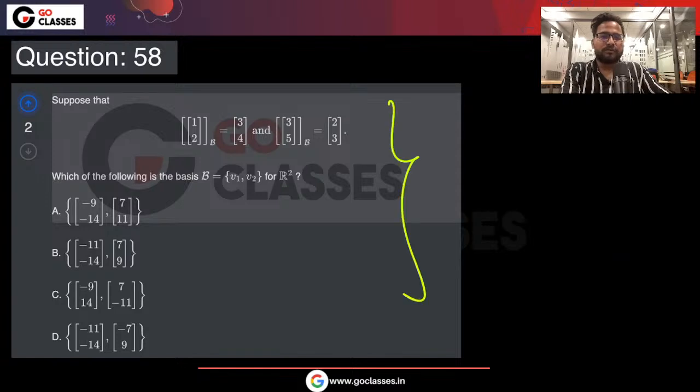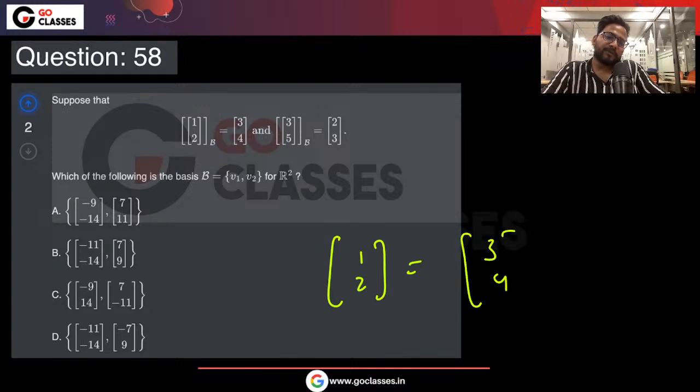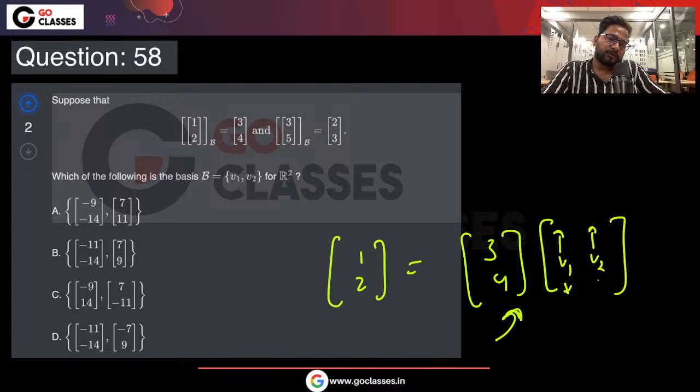Now let's see this question. Let's see how to solve this question. So in this question they are saying that 1 2 is represented in basis B as 3 4. So basically what does this mean? Can you tell me? It means that if you represent this 1 2 in basis B, it will be 3 4. So 3 4 is in the basis B. Okay, so you just multiply with the basis to convert into the standard basis. Okay, so it will be like this.